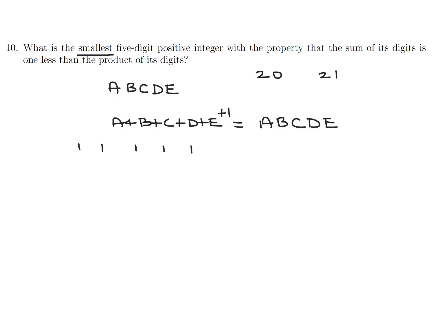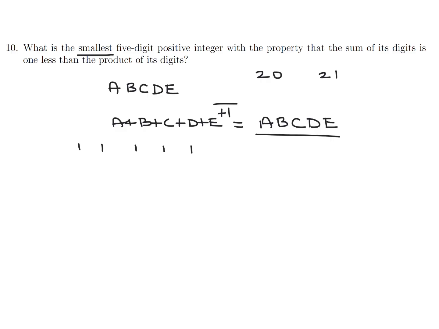Could it be zeros? I don't think so, because if any of the digits was 0, then the product would be 0, and the sum would never be equal because you're adding this 1 here. Yeah. Okay, so there can't be any zeros. I'm pretty confident about that.